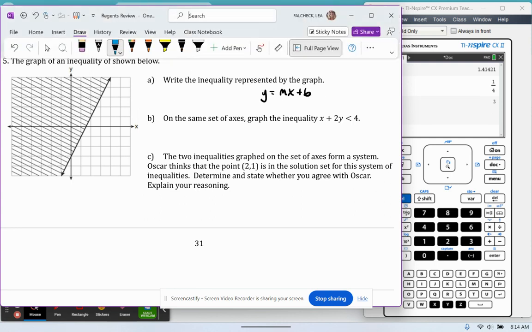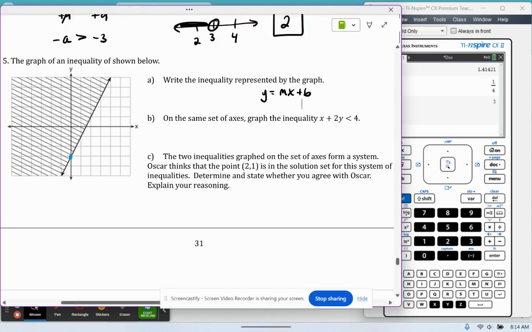Okay, so let's identify the y-intercept of this line. What is it? Great. What's the slope?